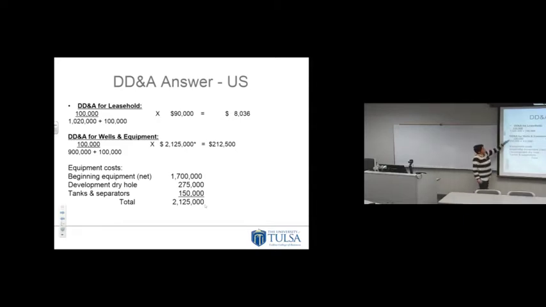Again, in each of these cases, these amounts will go to expense in the income statement, and they're going to reduce our asset. Our leasehold asset will be reduced going into next year by 8,036. Our wells and equipment asset will be reduced by 212,500 through this accumulated DD&A.